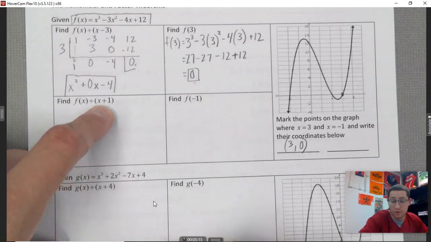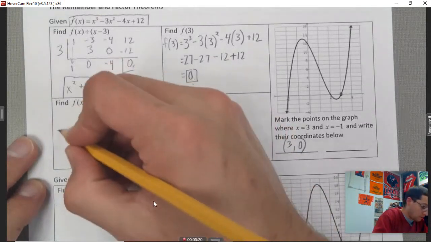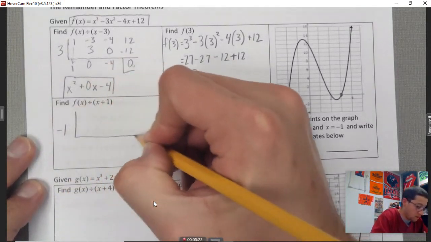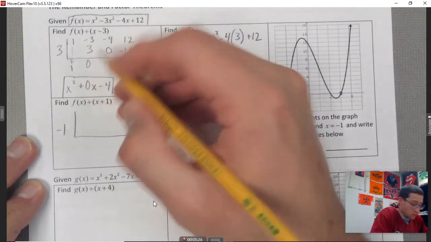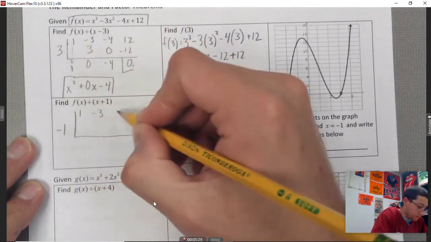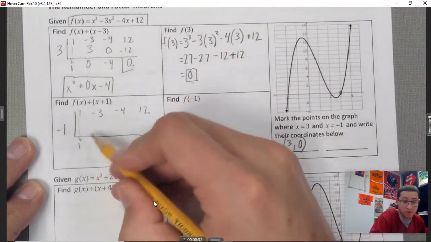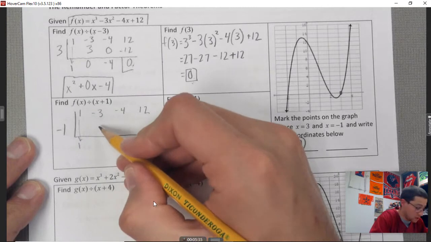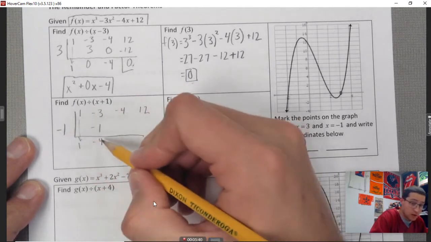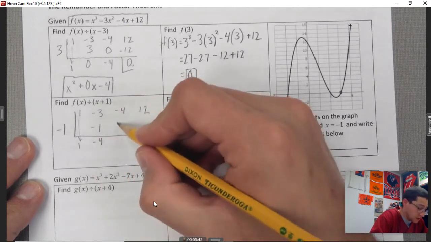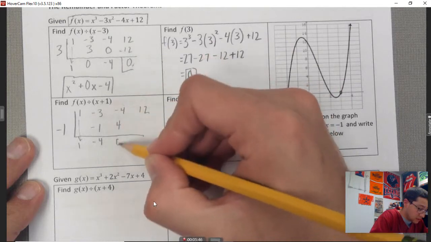Could you do long division? Sure, but synthetic division is definitely a little bit quicker. So we've got negative 1, and then same numbers up here: 1, negative 3, negative 4, 12. We pull down that 1. Now we multiply: negative 1 times 1 is negative 1. Adding these two, we get negative 4. Negative 1 times negative 4 is positive 4. Then add these two together, so I end up with 0 here.